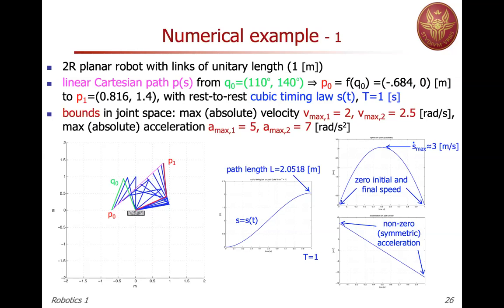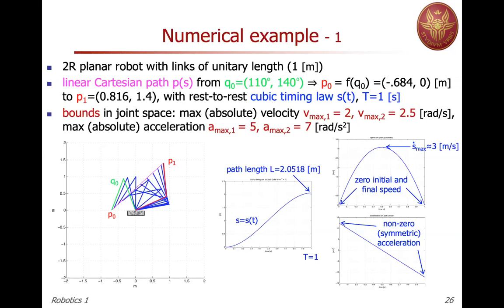Okay, so we start with that for each position on the path that we sample, let's say with 100 samples or 1,000 samples if you wish to have more accuracy. So for each of these we compute the configuration. Then we also have the p dot, so the Cartesian velocity, which is nothing else than dp over ds, so p prime times s dot, and here you can see the s dot profile is this quadratic profile with a peak at 3 meters per second at the midpoint of the trajectory.